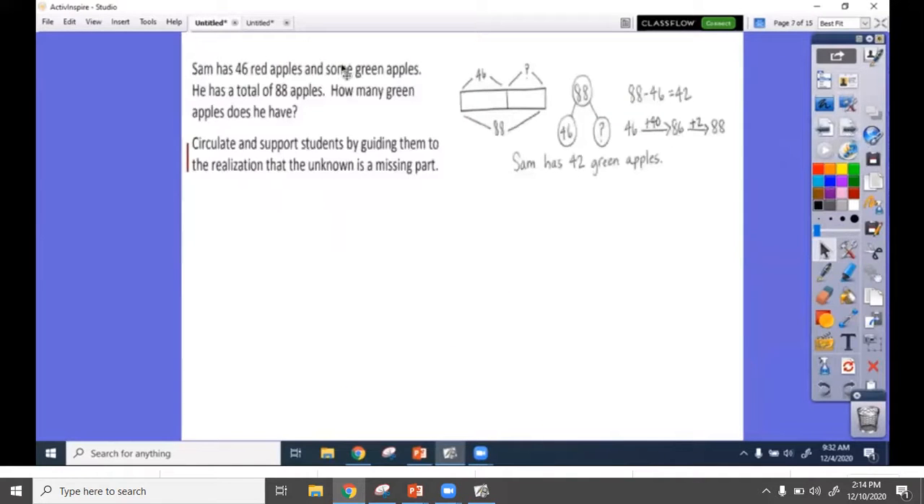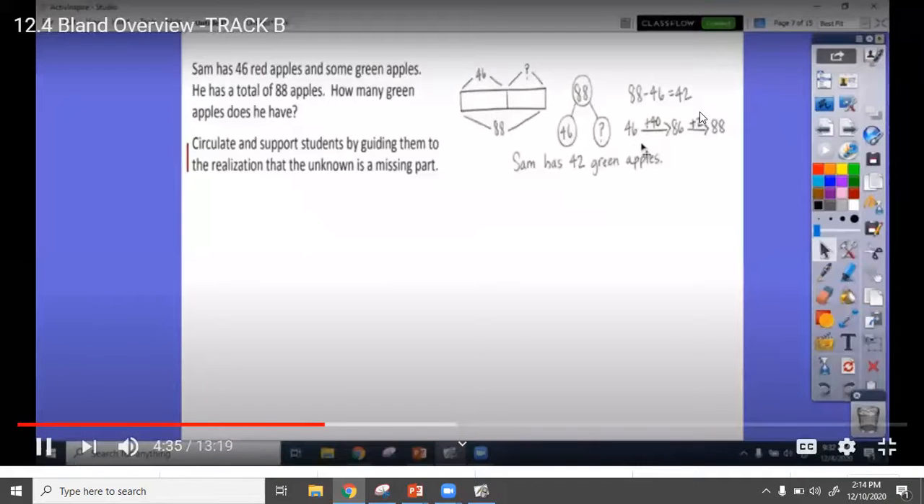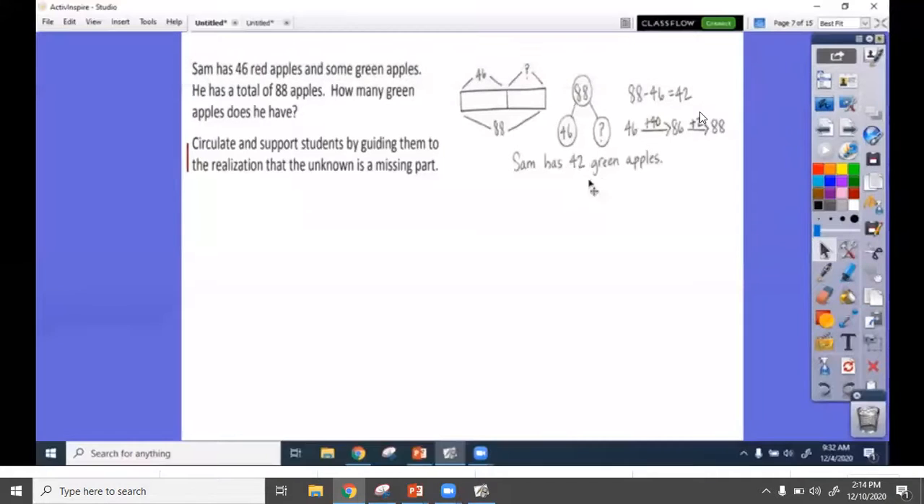Sam has 56 red apples and some green ones. So we know there's 46, and there's some green, but we don't know how many. But all together in total, he has 88. How many green apples does he have? Well, they started with the tape diagram. They even showed us how to do it on a number bond. They showed us with subtraction. And they showed us with our arrow method. All of them get me to the answer of 42. How you get to 42, of course, is your choice.